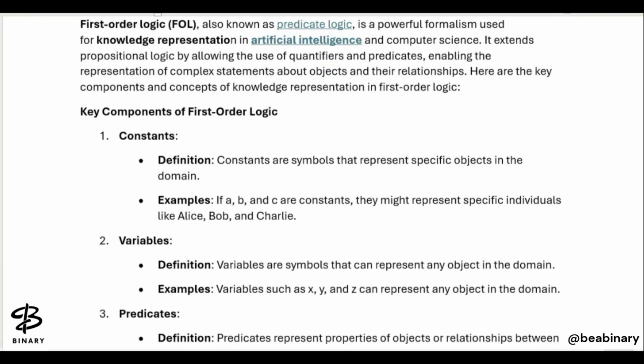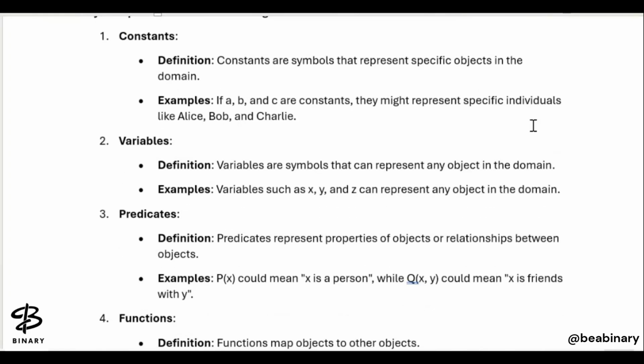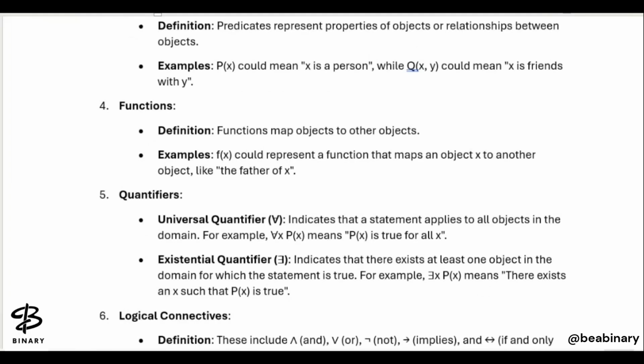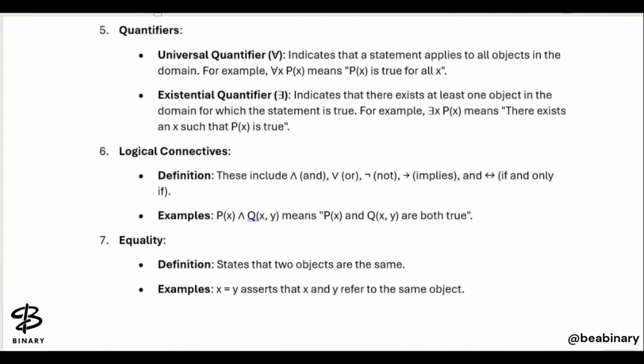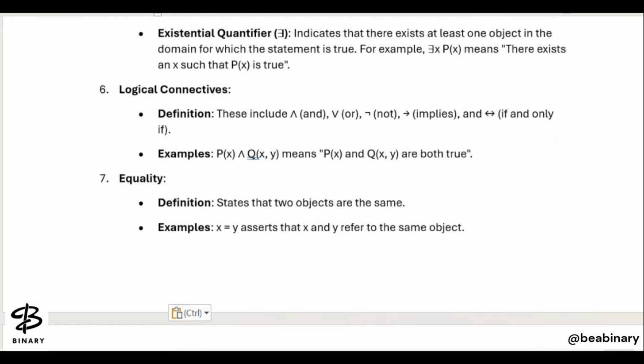What are the components that come under predicate logic? Constants. Constants are symbols that represent a specific object in a domain, like the example we have taken. We discussed variables. Variables are symbols that can represent any object in a domain. We discussed predicates. Predicates represent the properties of objects or a relationship between them. And functions also; functions map objects to other objects. Quantifiers we have discussed. And we discussed the logical connectives in the form of and, or, not, and implies. Then equality is another component.